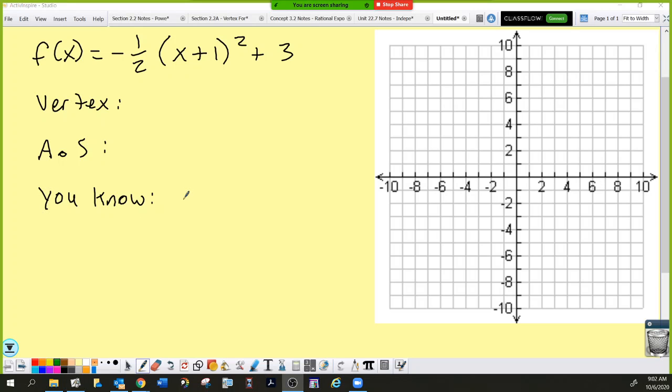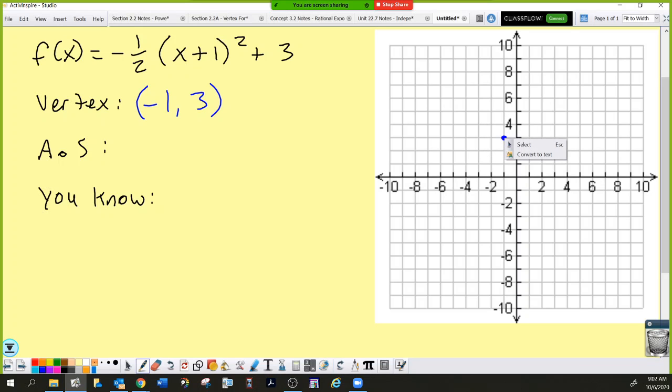And now that we've had some think time, do I have a brave soul out there that wants to tell me the vertex? Catherine, brave soul. -1, comma 3. Perfect. Vertex at -1, comma 3. Fantastic. We know this is the vertex because -1 would have made the inside equal 0, comma the numbers to the far right, 3. So -1, comma 3 is right. -1, comma 3 is right there.